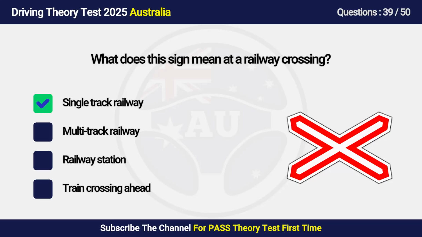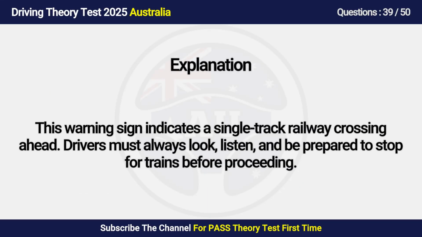Answer is A. Single-track railway. This warning sign indicates a railway crossing ahead. Drivers must always look, listen, and be prepared to stop for trains before proceeding.